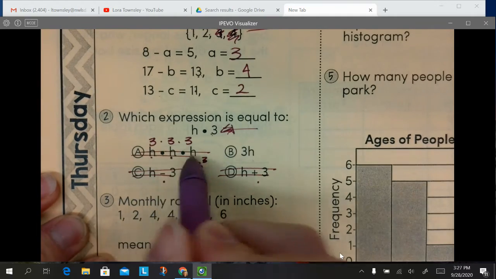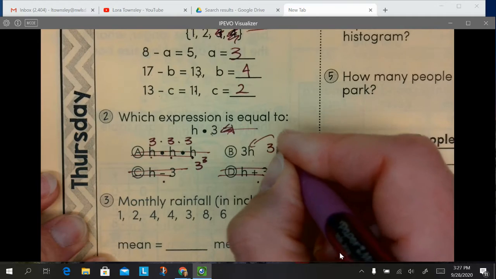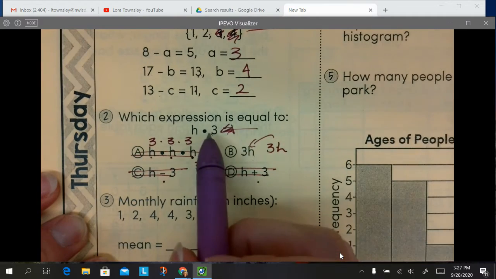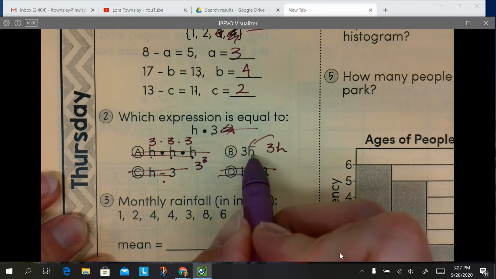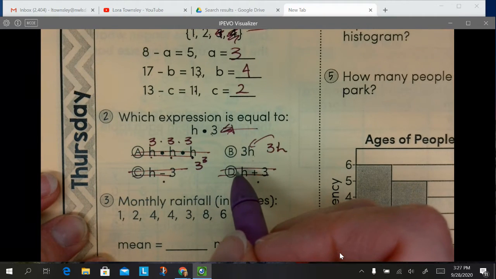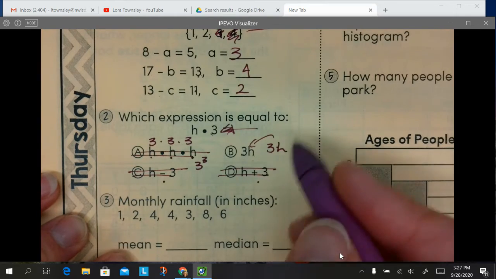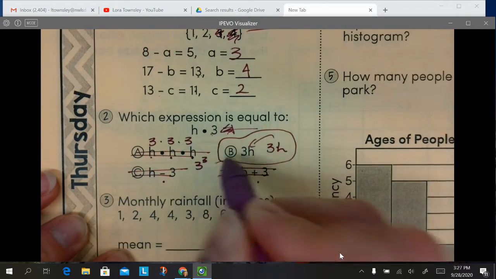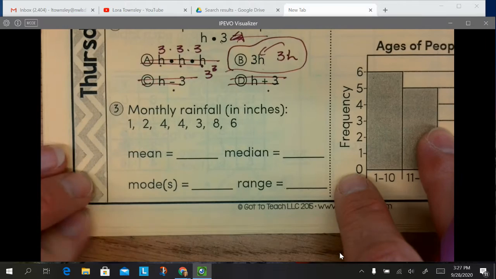So it's not that. 3h, well, Mrs. Townsley said there's invisible math there. 3 times h is the same thing as h times 3, right? Anytime you have a variable next to a number, which is actually the coefficient, there's always invisible math there, which is multiplication. So the answer is, yes, B. Good job.